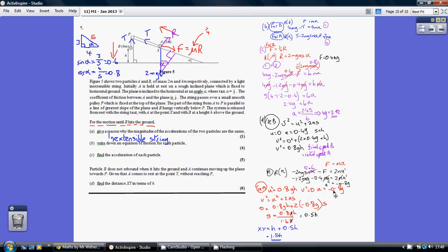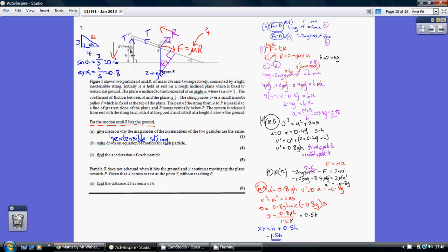Secondly, we need to know the acceleration of A. So to do that, we resolve up the slope. F equals ma, so we just substitute in, and we get a being minus 0.8g. So substituting in, this gives us that our distance is 0.5h. So that's the second distance. That's the distance that A goes after B has finished its journey.